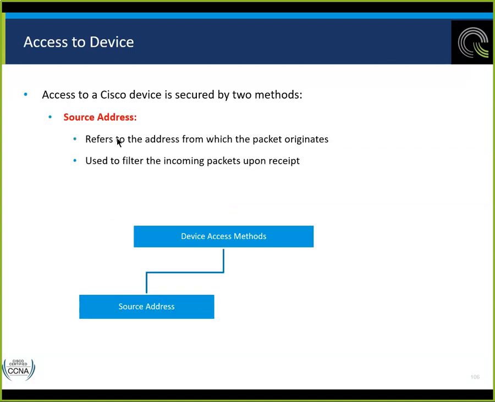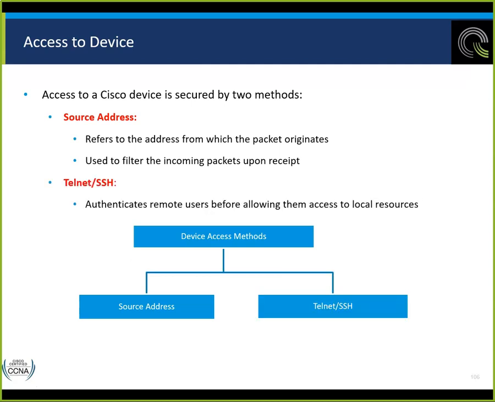So we access devices 2 ways: the source address, and Telnet or SSH authenticates the users before allowing them. These can be used together. Obviously, the source address we can filter. What we're talking about is using an access control list to filter the incoming packets upon receipt. We use the ip access-group on an interface. It's ip access-class to apply an access control list to a line, a VTY line, a Telnet line.